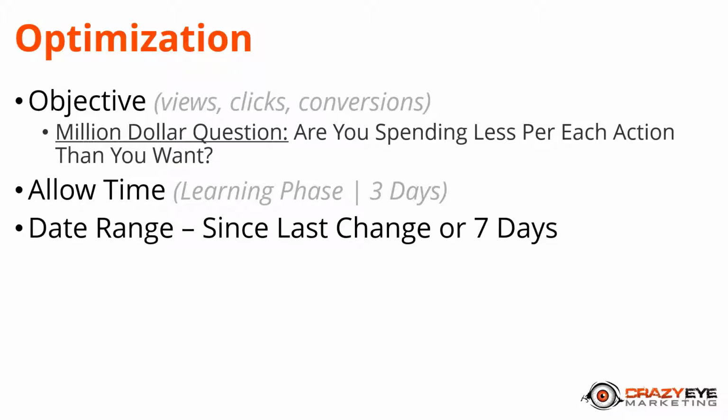And you also want to make sure you're looking at the appropriate date ranges as well. And those date ranges are since the last change that you made. So if you made a change 3 days ago, well then your date range would be 3 days till now, right? Or if you haven't made a change in 3 weeks and you want to go in and see how things are performing, you probably want to only look at like the last week or so to see how the last week has been.